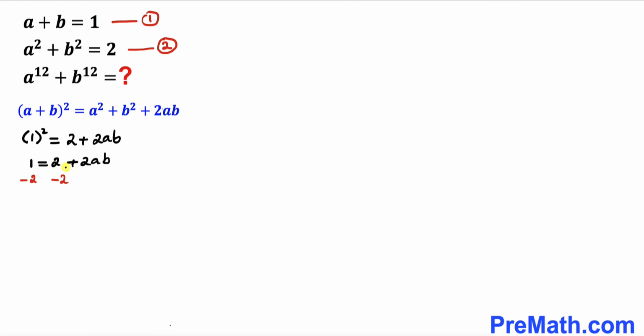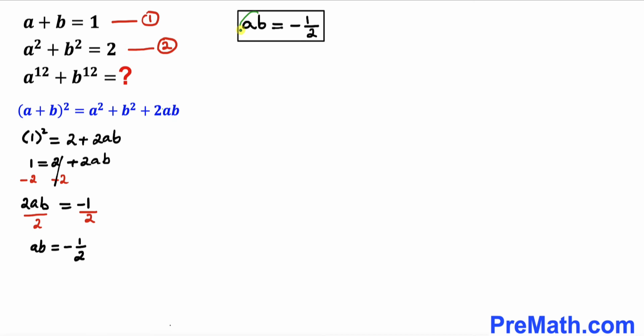Let's subtract 2 from both sides. This 2 and negative 2 is gone. So 2 times ab turns out to be negative 1. Let's divide both sides by 2 to isolate ab. So our ab value turns out to be simply negative 1 divided by 2.